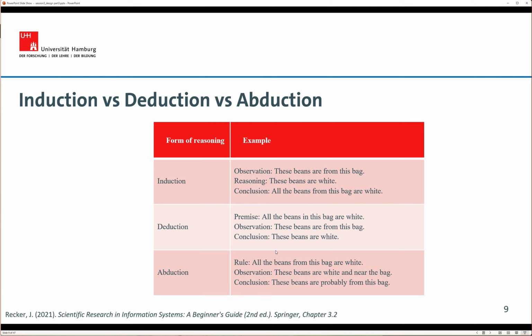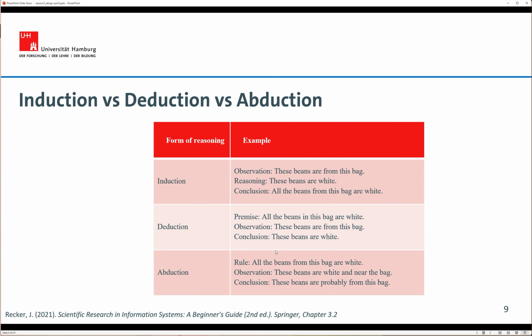In deduction, we would move from a premise to an observation. The premise might be that all the beans in the bag are white. And then we predict basically that any beans taken from the bag must be white. So we move to an observation, a set of beans from the bag, and deduce that the beans must be white, and that we could then test by looking at the beans. In abduction, we could have a rule such as the beans from the bag are white, and we could have an observation. There's a bunch of beans, and they are white, and they're near the bag, and therefore the most likely and most possible explanation is that the beans are probably from the bag.